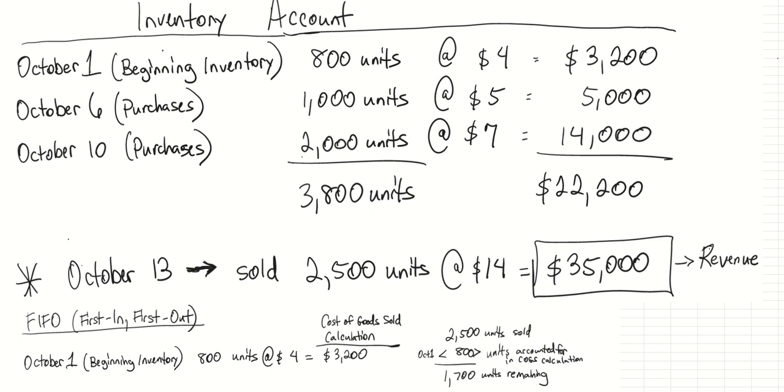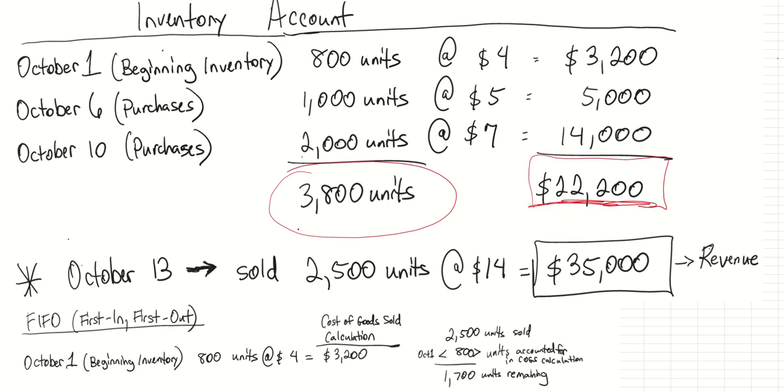Then you have the additional purchases that were made on October 6th and October 10th. So in total, we have 3,800 units. Let's see if I can write on here. There we go. We have 3,800 units that are currently sitting in the inventory of a business and valued at $22,200. So this is how much it costs the company.